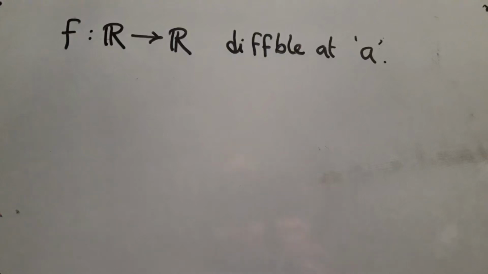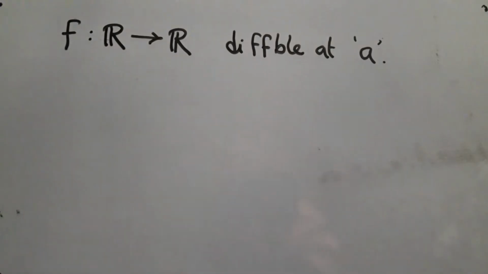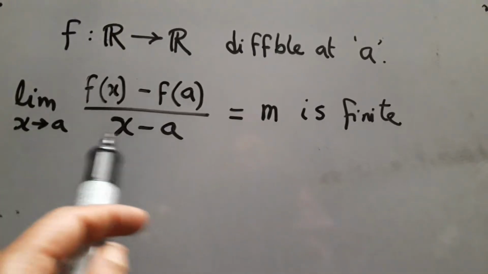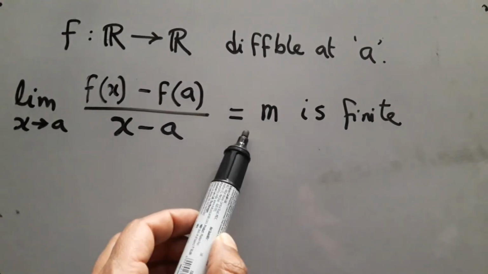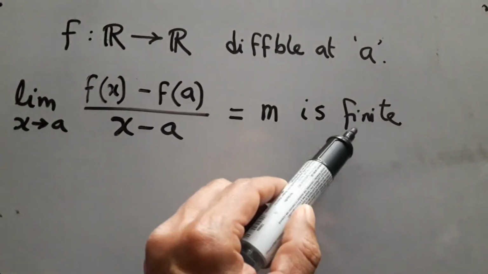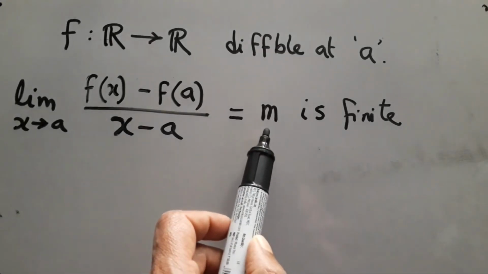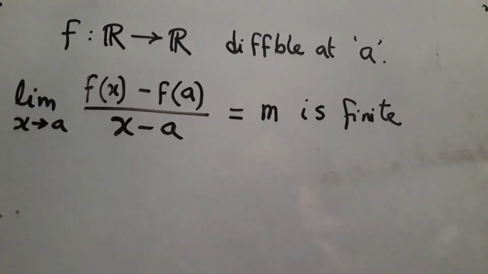Let's start with the univariate setup first. Suppose I have a function f R to R which is differentiable at a. By this we mean limit as x goes to a, fx minus fa by x minus a equals, I have called it m, that is finite. So the main news is that it is finite. And if I call it m, this m is called the derivative of f at a.